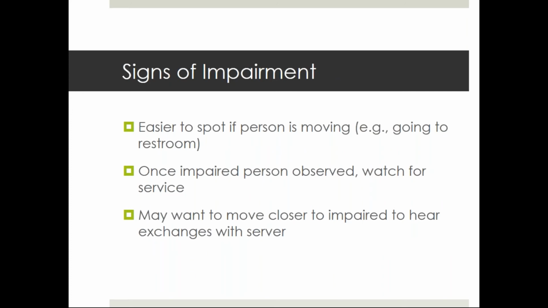So we look for signs of impairment. It is generally easier if somebody has been moving. If they're sitting at their table, it may be harder to observe signs of impairment, but when they're standing up, going to the restroom, or talking with a server, we can maybe pick up on signs of impairment. And we will be watching for service and trying to hear what's going on.